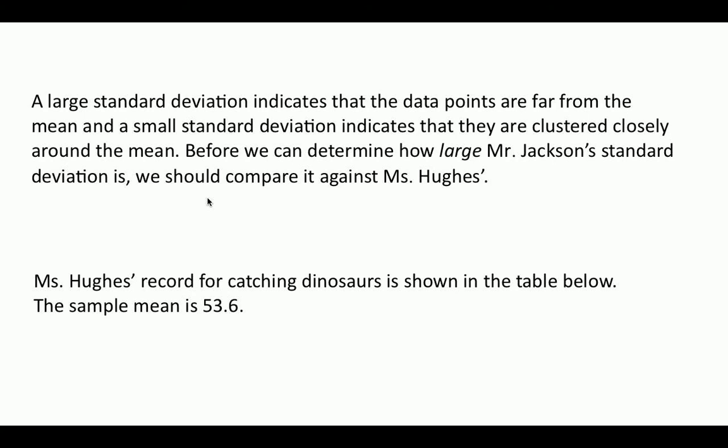So, is my standard deviation really that bad? I think you should compare your standard deviation to my standard deviation. Exactly. So, the sample mean here is 53.6. It was a little smaller.